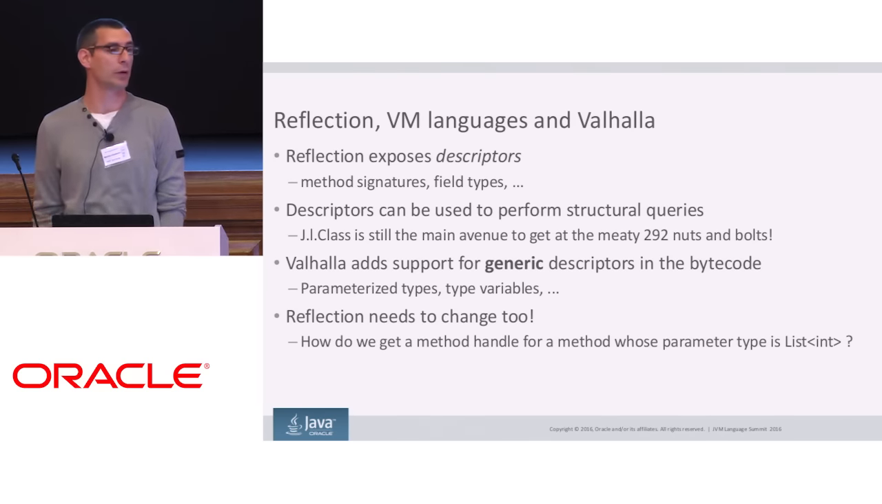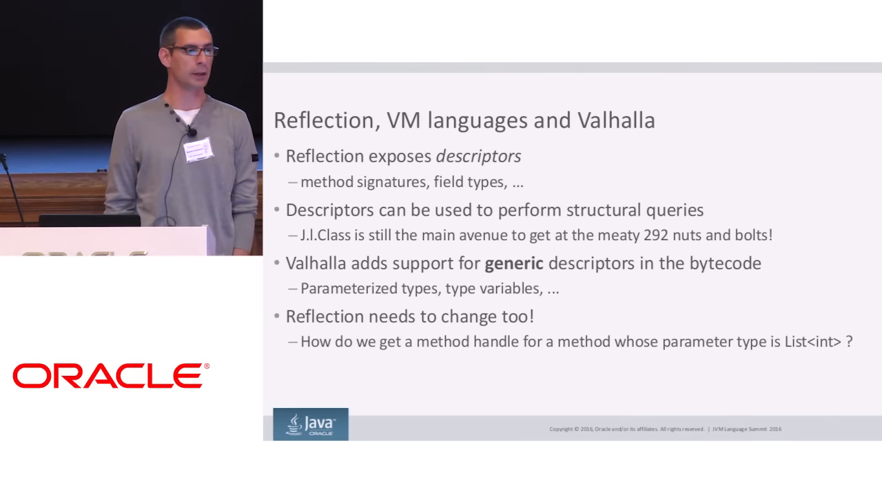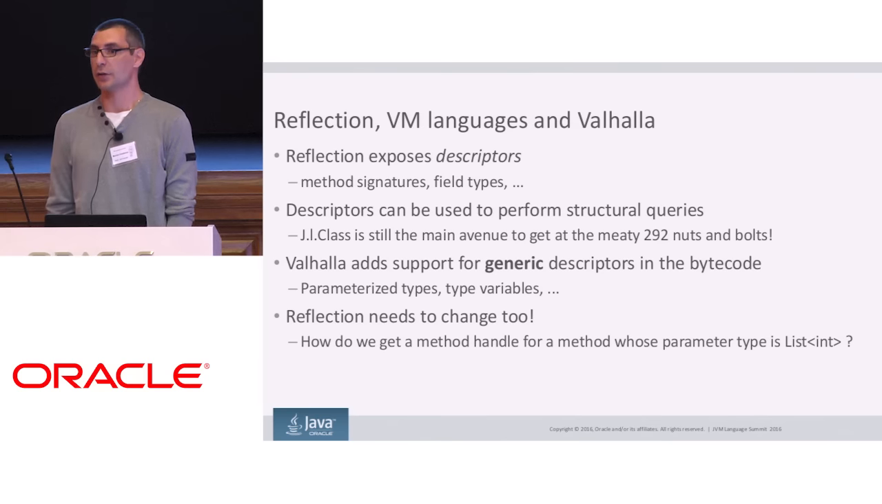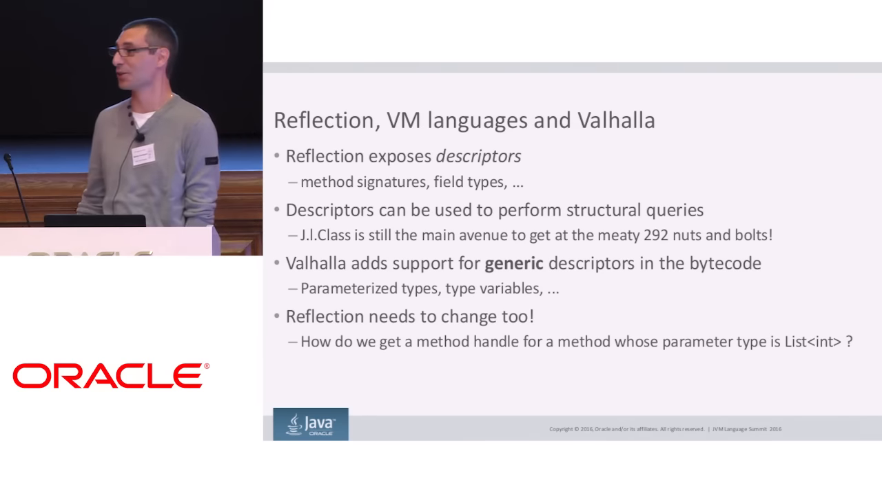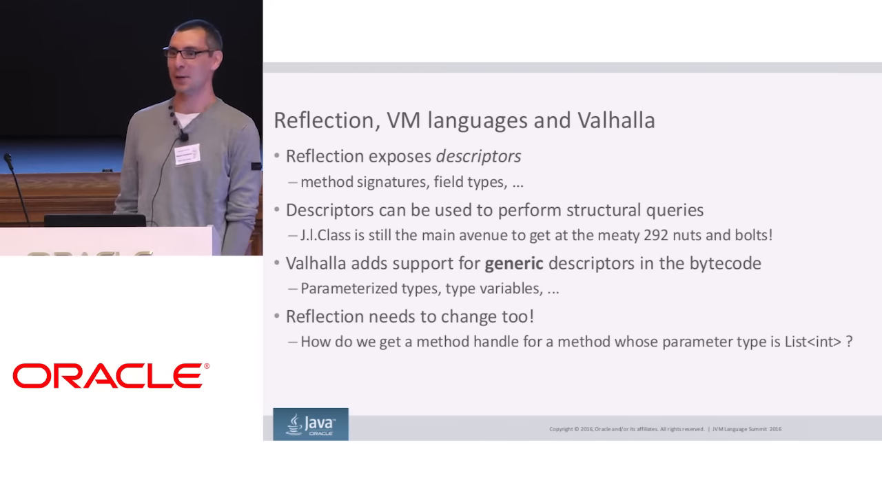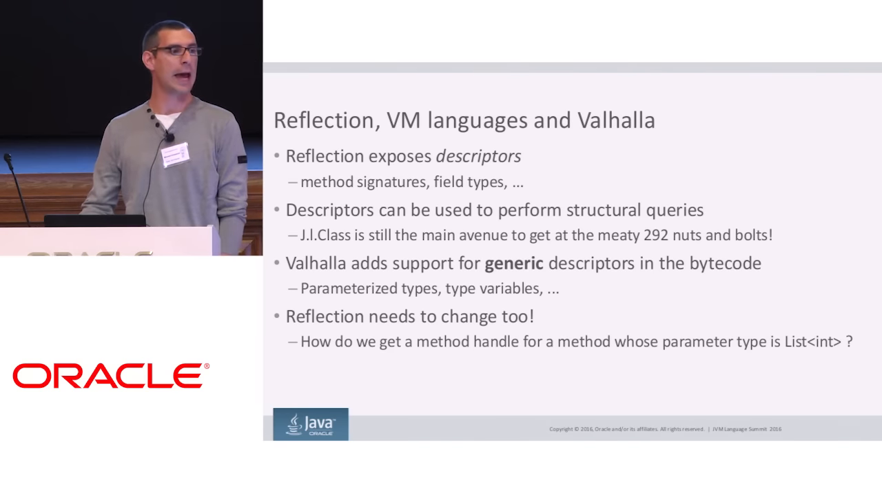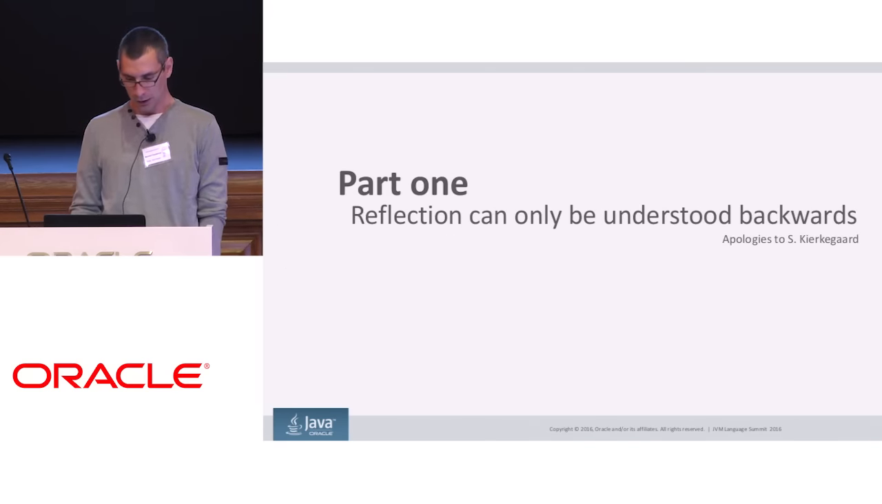So if you are implementing your own language and you want Java interoperability, you need a way to speak about the signatures that can appear in a class file. And Valhalla, newsflash, is changing those signatures. So we need a way to be able to describe them. And that's kind of the angle that I'm taking in this talk.